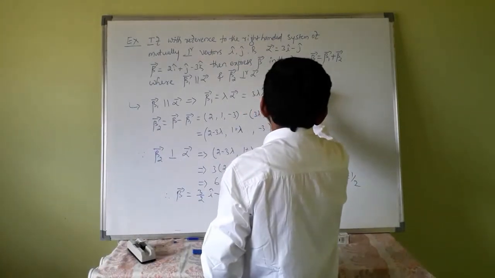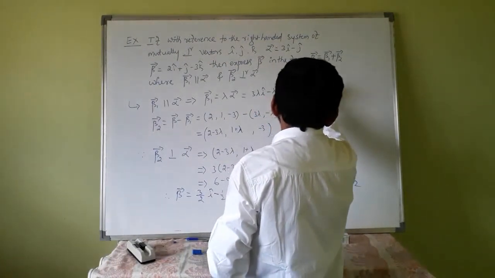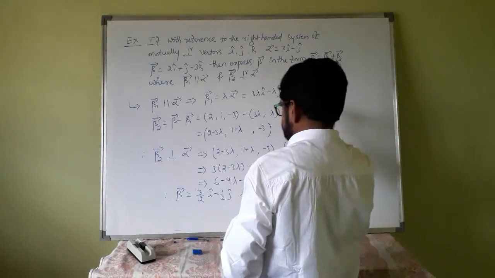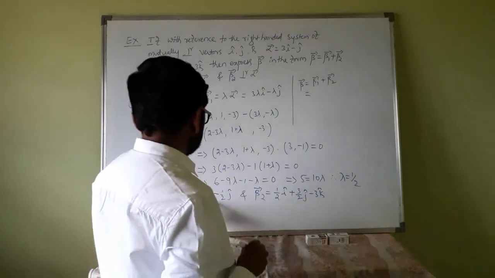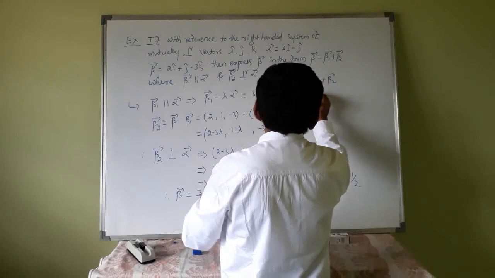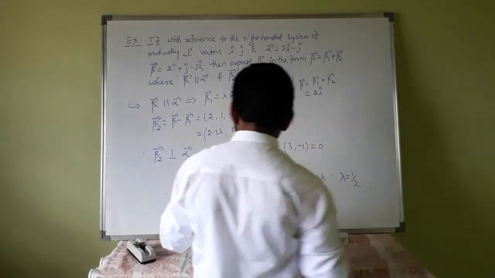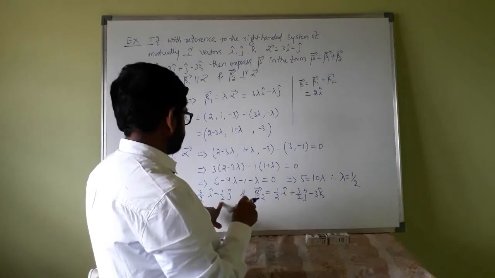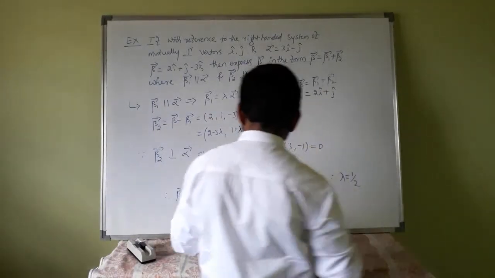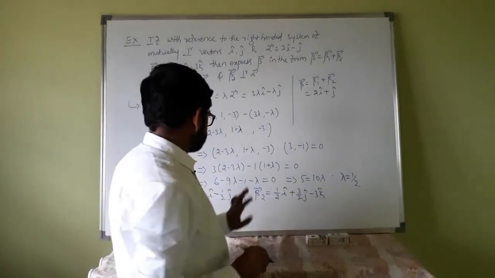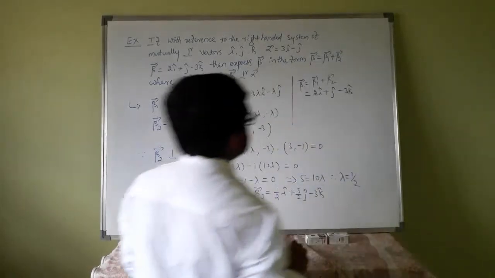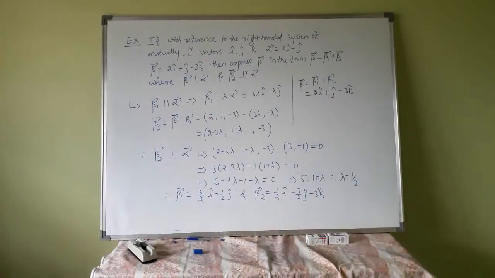So beta is equal to beta 1 plus beta 2, where beta 1 is 3 by 2 i plus half i, that is 2i, plus minus half plus 3 by 2 plus 1 j, and minus 3k as it is. So this is the required answer. You got it?